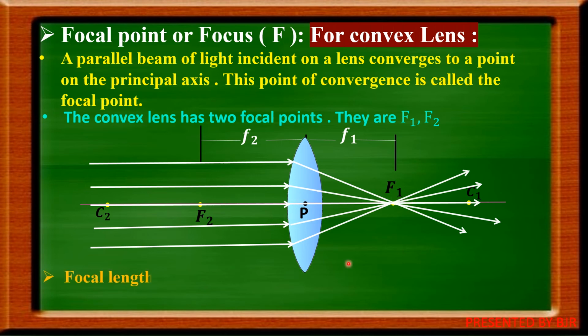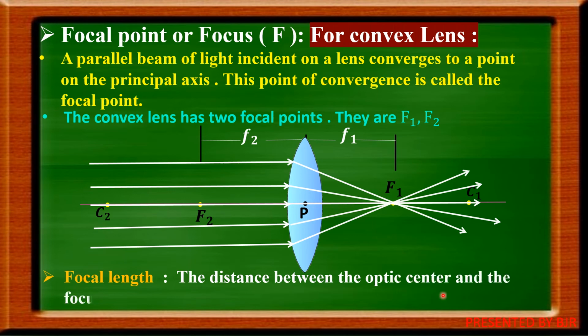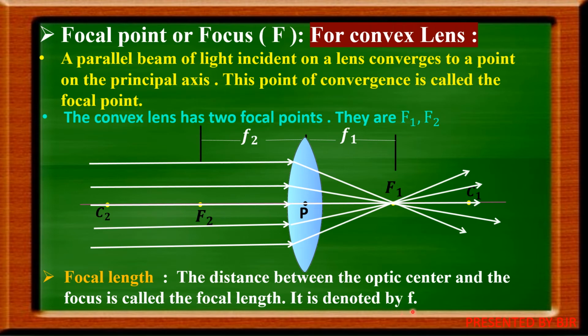Okay, so one more definition I am giving you. Focal length. What is focal length? The distance between the optic center, that is P, and the focus is called the focal length. It is denoted by small f. Next, focal point or focus of concave lens.